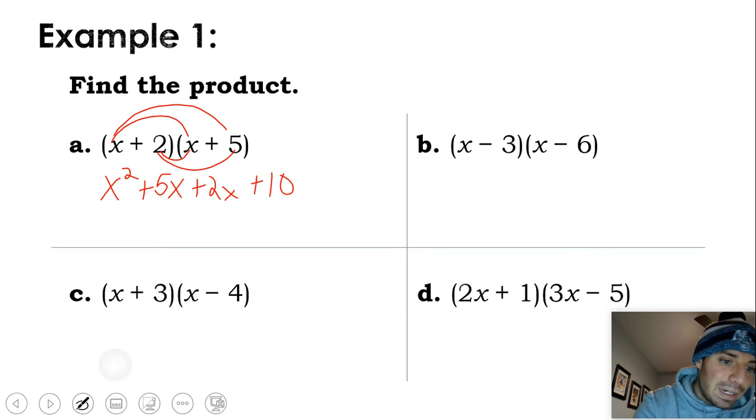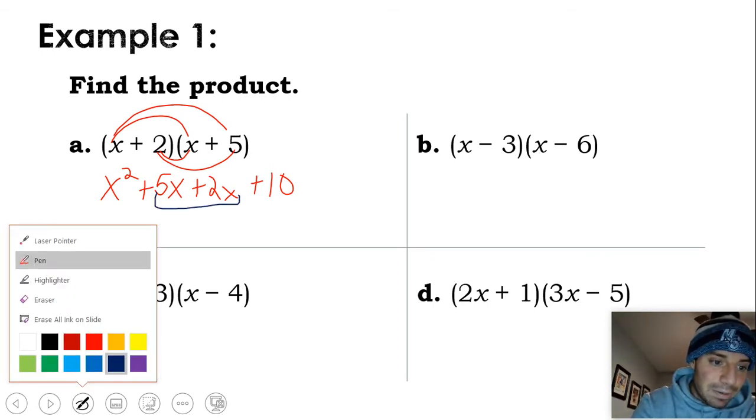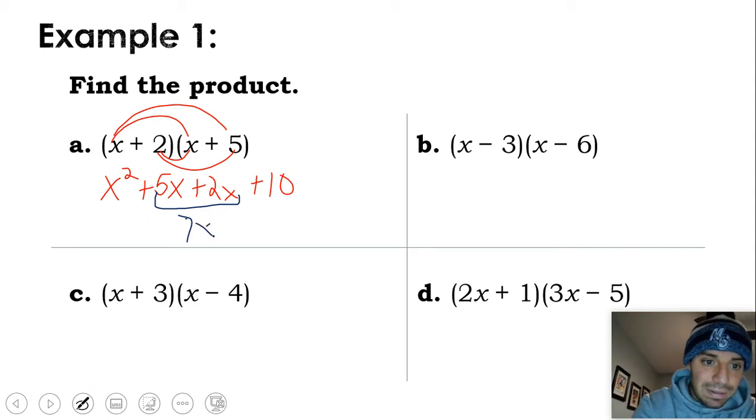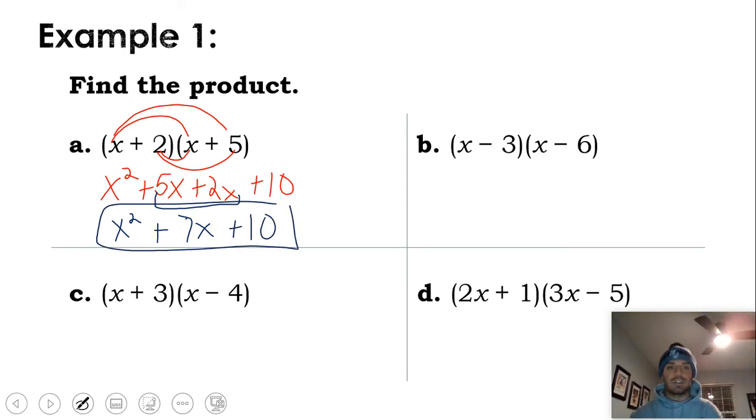Now you can combine these two terms in here, 5x plus 2x. Hopefully you're saying I know what that is. That's going to get me 7x. You've got x squared here, plus 7x, plus 10, and that's your answer. So it's really just distribution here that you're doing.